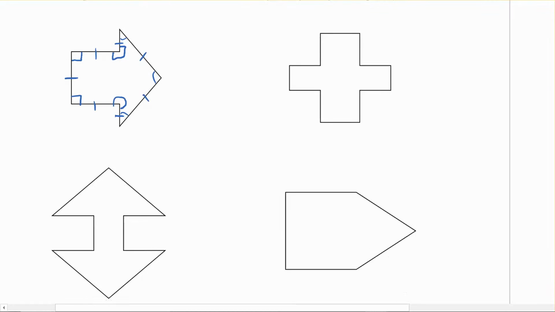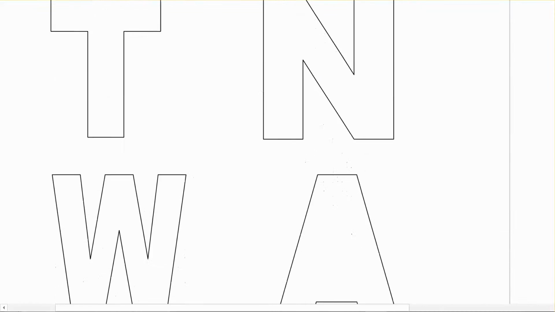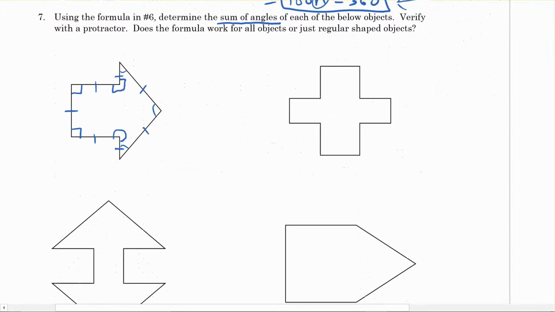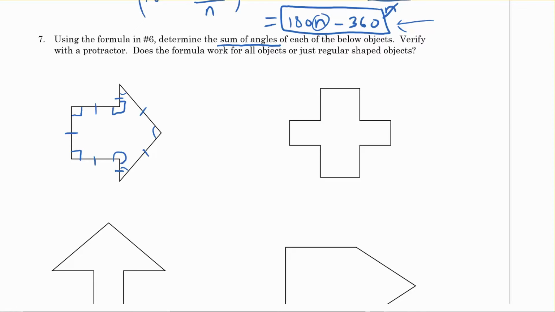Okay, so I'm going to let you guys actually go ahead and do all of these last shapes on your own. And then we'll check it out in class. So I'm going to end the video there, and I'll see you guys in class.